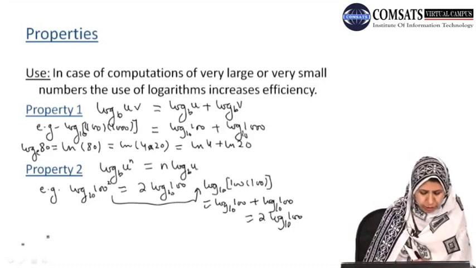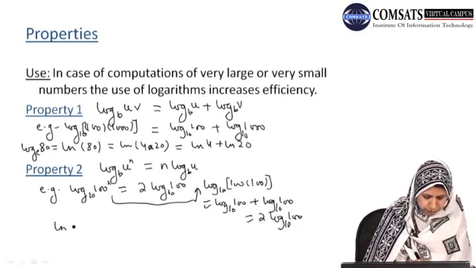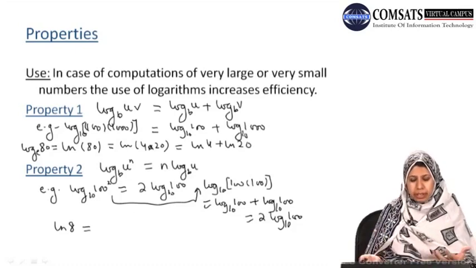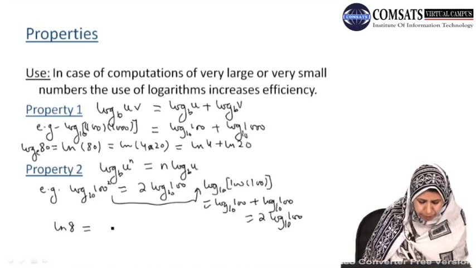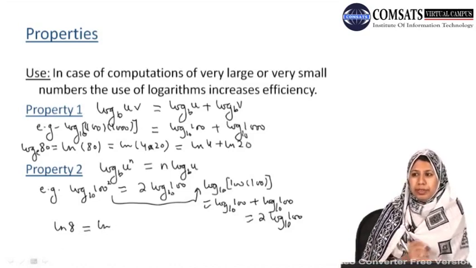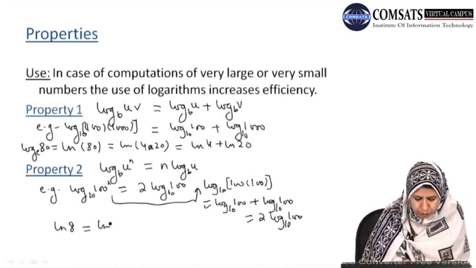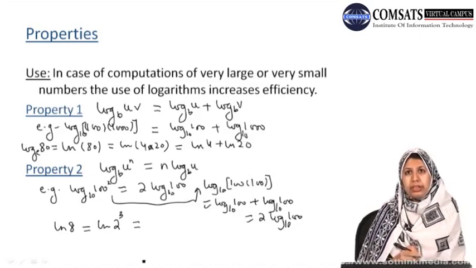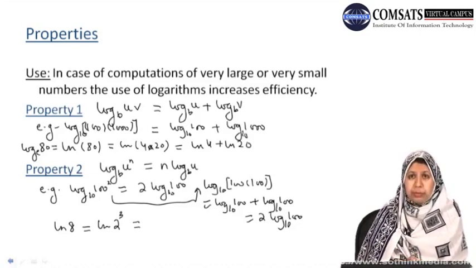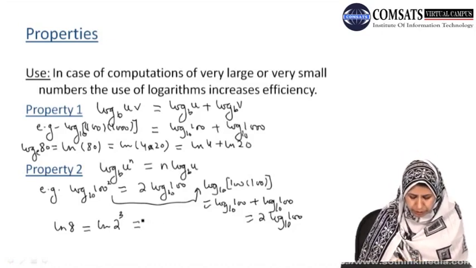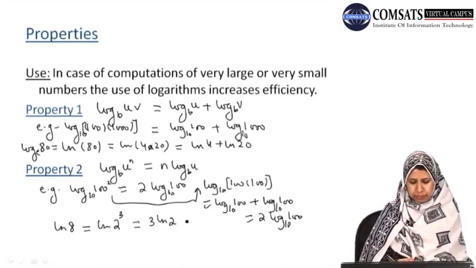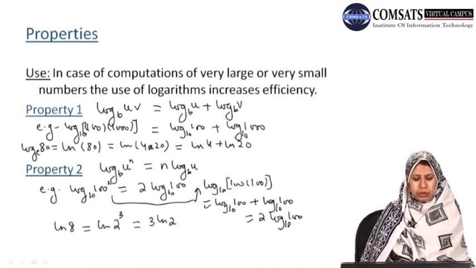For example, we want to find the natural log of 8. Then instead of remembering the table or using the calculator, we can simply solve it if we know the values of the basic logs. We know that 8 is equal to 2 cube, and now we have something in the exponent form, in the power form. So the power will become the multiple, that is, it will be 3 times natural log of 2. And if we know the value of natural log of 2, we can easily find the value of natural log of 8.